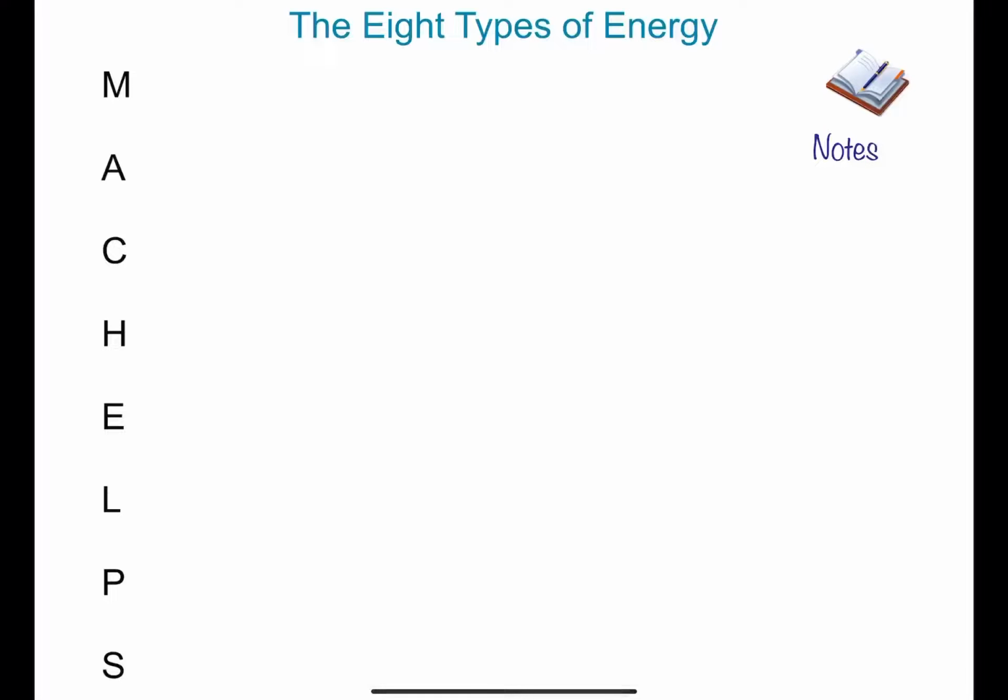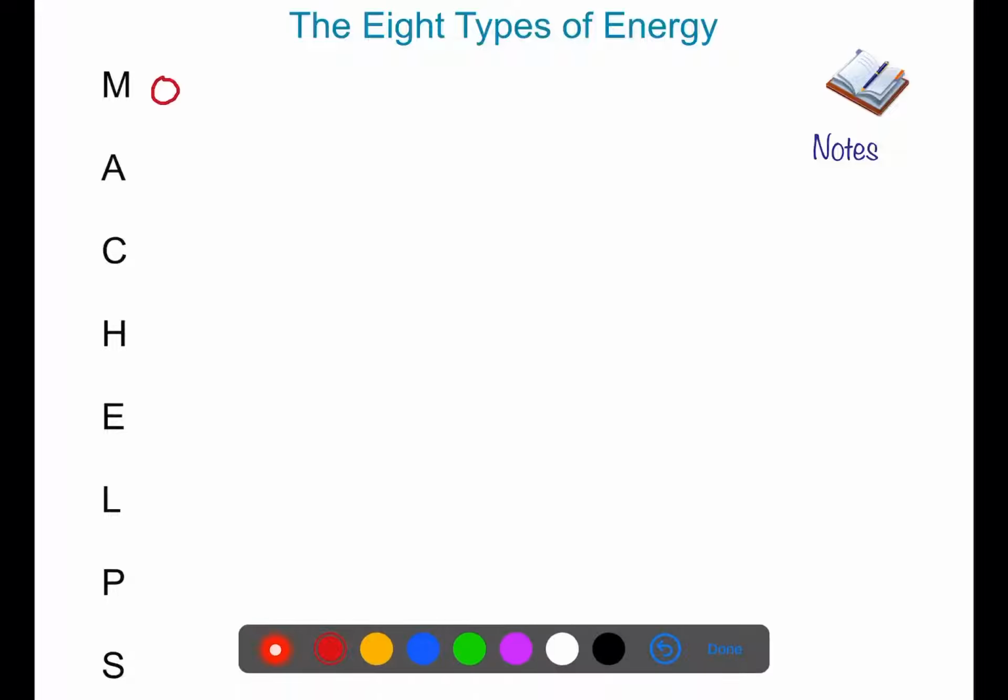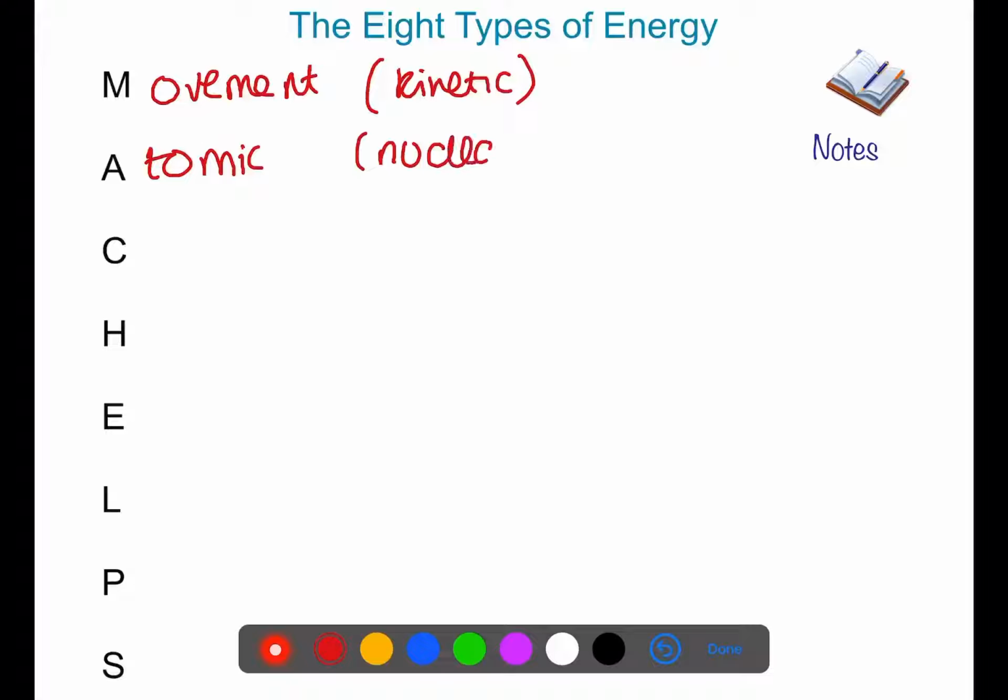The 8 types of energy are movement. This is also known as kinetic energy. Atomic, which is also known as nuclear. Chemical, such as the energy stored in fuel or your food. Heat energy.